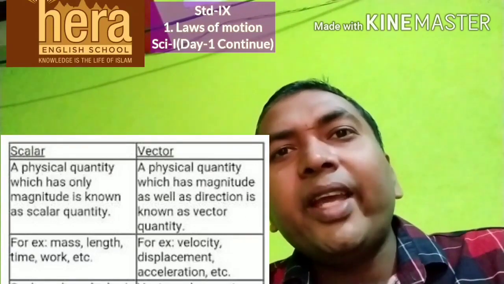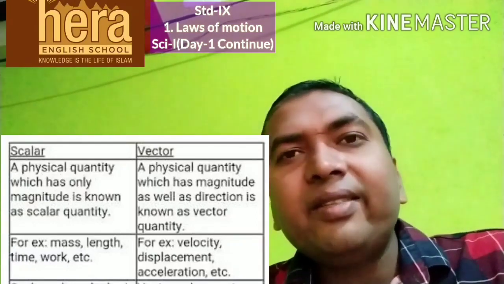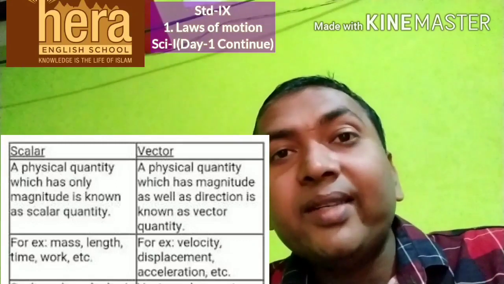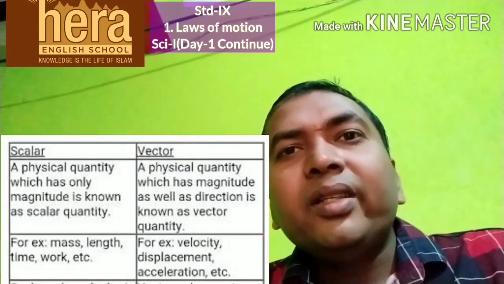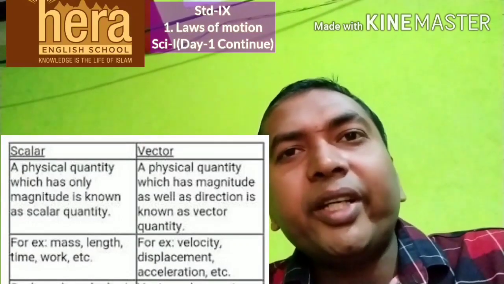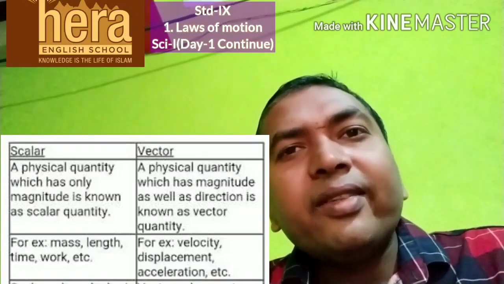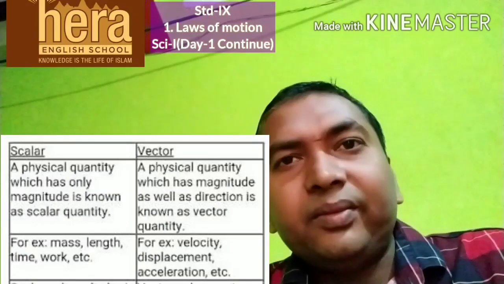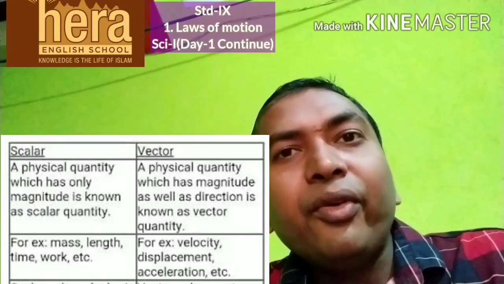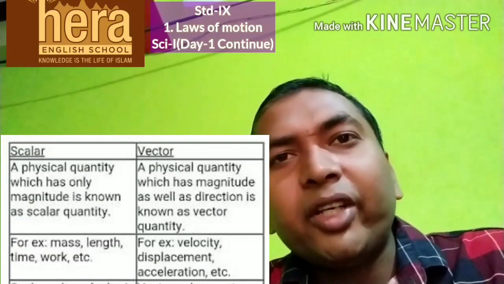Examples of a scalar quantity are time, distance, speed, mass. These all are the examples of scalar quantity. And the examples of vector quantities are displacement, velocity, acceleration, force, etc. These all are the examples of vector quantities.